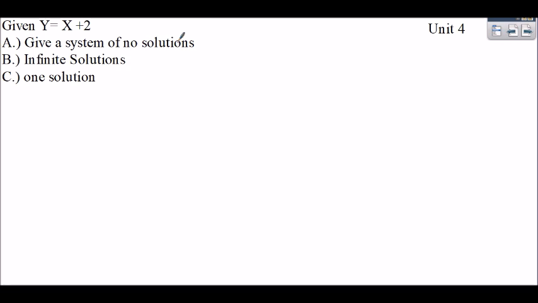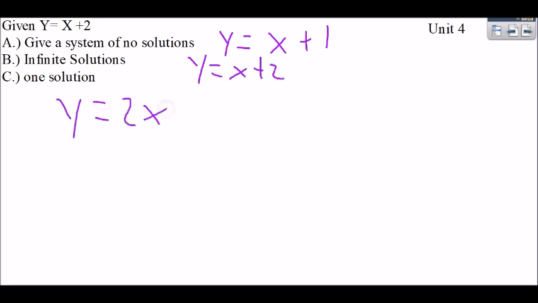A system with no solutions. That means they're parallel. So that means anything with the same slope and then a different y-intercept. Infinite solutions means that it is the exact same line. And then one solution is any line that crosses the line in question.